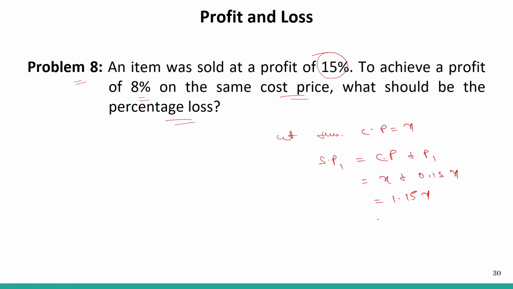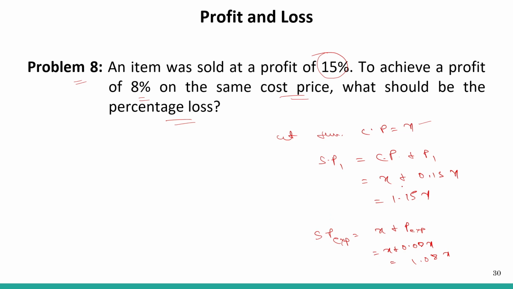Okay, so to achieve a profit of 8% on the same cost price, so the cost price is this much, so the SP expected is equal to what? That is CP plus expected profit, that is equal to X plus 0.08X, right? So it will be 1.08X. Okay, so this much amount of selling price we need.